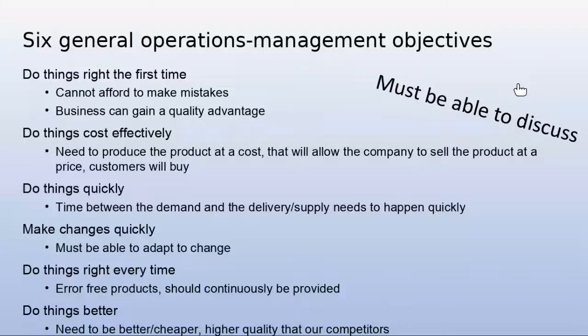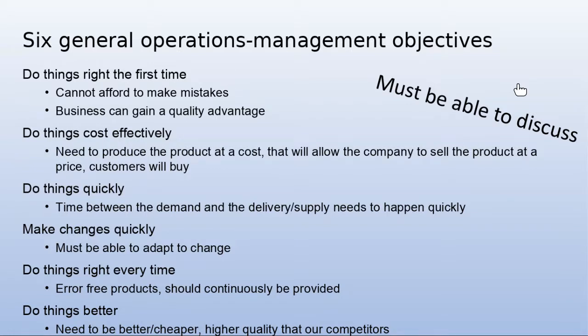So let's continue. The last one is doing things right every time. Obviously, the first product that we manufacture needs to look exactly the same as the last product that we manufacture. So we don't want the product's characteristics to change. We don't want the look of the product to change. We need to do things right every time, because like we said, with doing things right the first time, we cannot afford to make any mistakes.